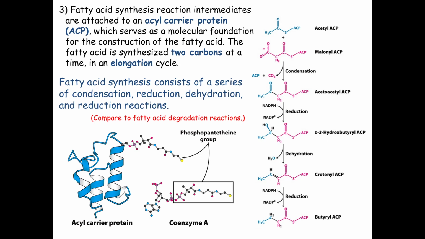Okay. Next step, we're going to lose a water molecule, so we're going to dehydrate it. This hydroxy group and one of these protons is going to leave as water, and we'll form this crotonyl ACP. This is a very stable system because it's conjugated. Finally, we'll take this double bond and reduce it to a single bond to make the butyryl ACP.